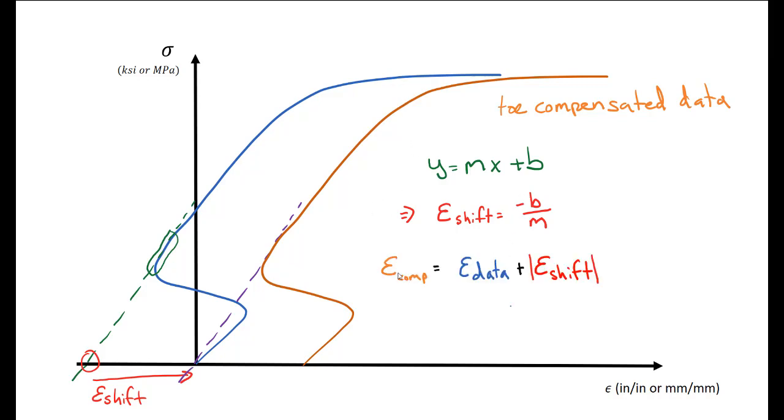The strain that we'll call our strain compensated strain is really the strain we collected from the extensometer plus the absolute value of this shift. So it's basically shifting it by that much over, and that would give us the intercept through zero. So let's take a look at Excel and see how we could do that.